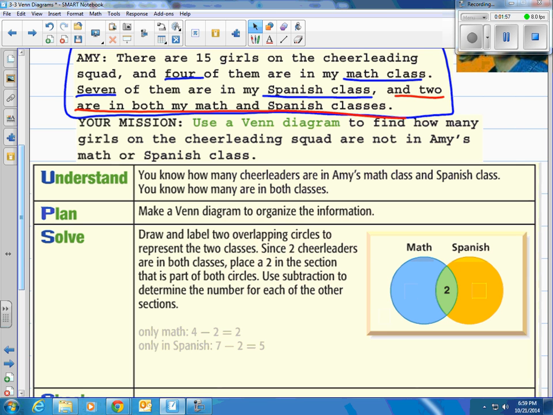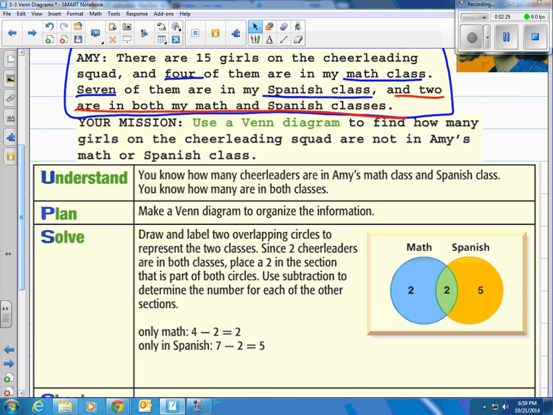Well, let's take a look here. It says only in her math class, well, she has 4 total. We already have 2 in that circle. So let's subtract the 2, and we got 2 left. So those 2 and the other 2 add up to 4. There's 4 people that are in her math class. But there's some overlap because they also have Spanish, those 2 in the green area. 7 minus 2, the Spanish class has 7 kids in it that she knows, and then minus the 2. So therefore, there's 5 in just her Spanish class.